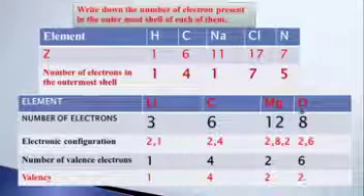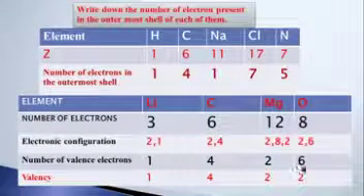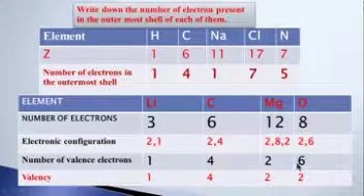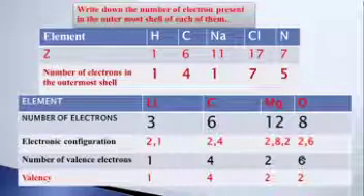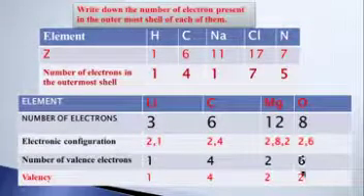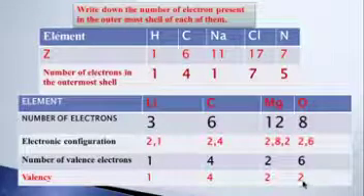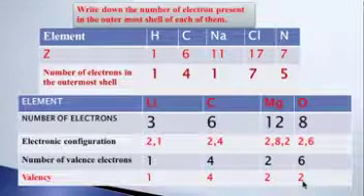Why is the valency of oxygen 2? Because to complete the outermost shell of oxygen atom, oxygen requires 2 electrons, and therefore valency of oxygen is 2.